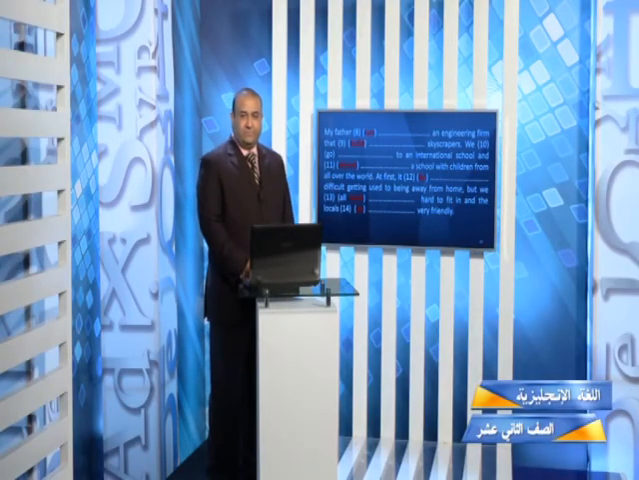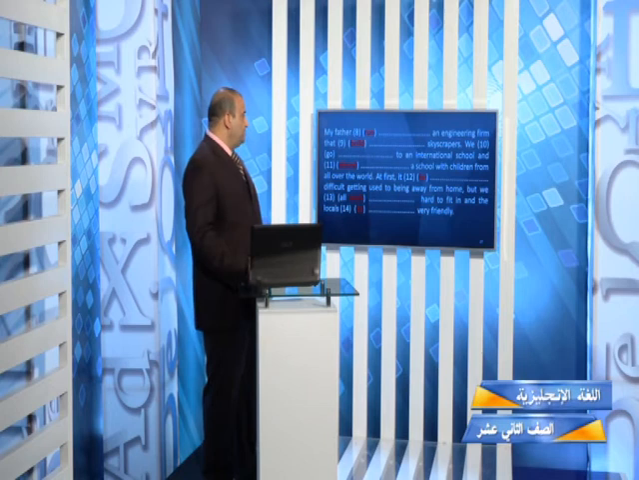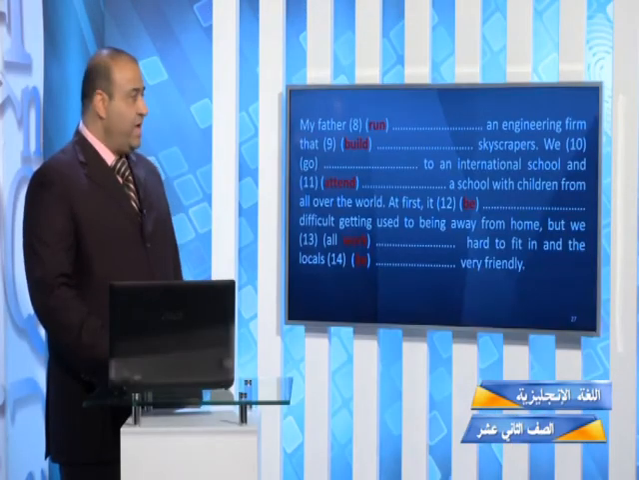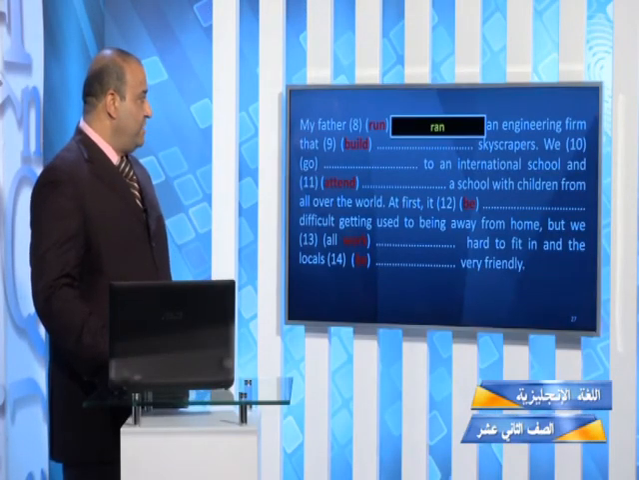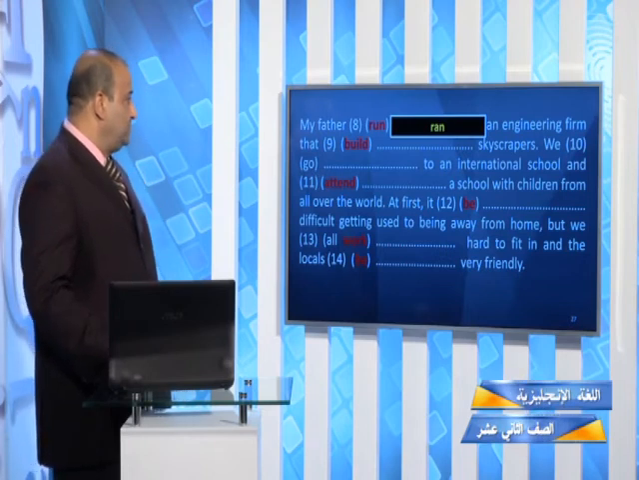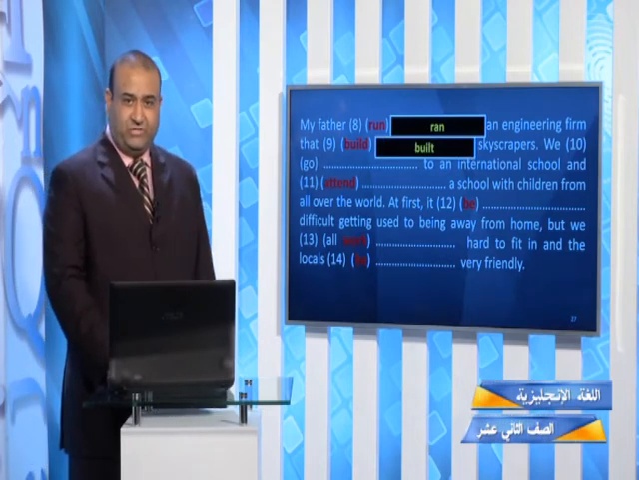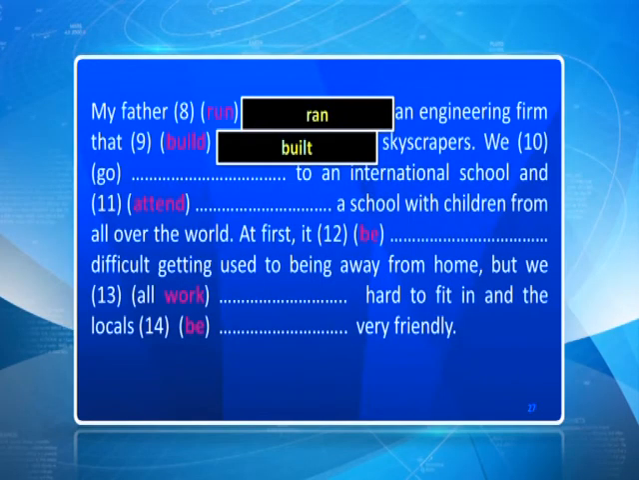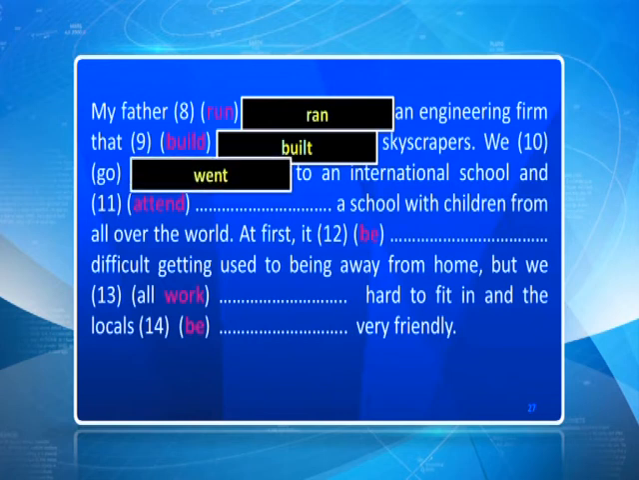My father, verb to run, an engineering firm that, verb to build, skyscrapers. The author is narrating again, so it's the verb run in the past, and of course the same tense is going to be used here. We, verb to go, to an international school and, verb to attend, a school with children from all over the world. Again, the author is narrating something that took place in the past, so we have to use the verb went and the verb attended.